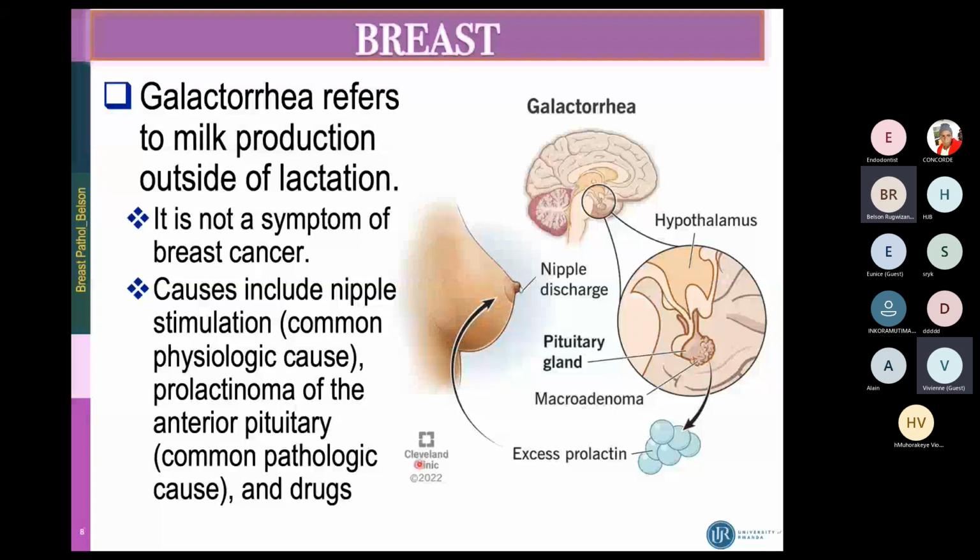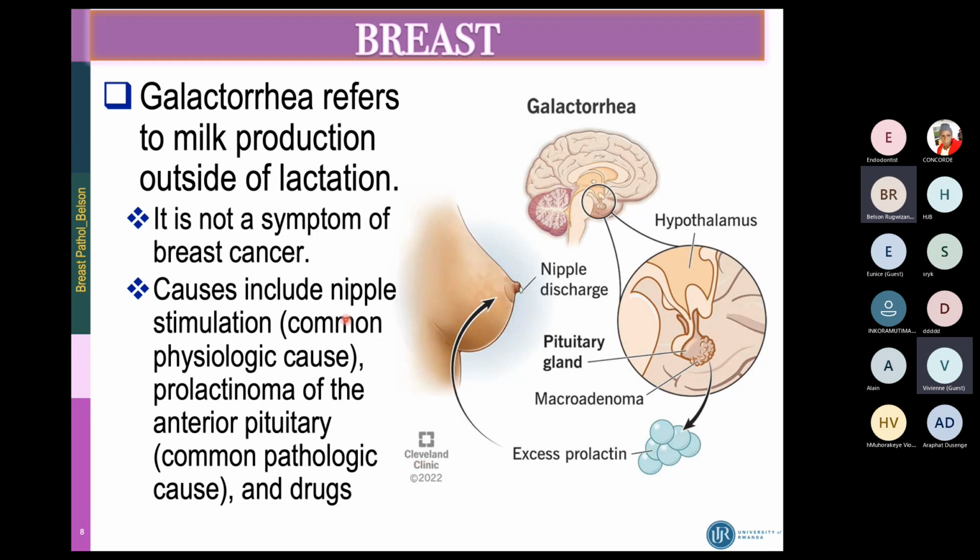So the first thing we can discuss here is galactorrhea. We start diseases or abnormal conditions. Galactorrhea refers to milk production outside of lactation. It is not a symptom of breast cancer. Nowadays, because women are aware of the danger of breast cancer, whenever they have an abnormal thing on their breast, they come straight to the healthcare system, fearing that they may have breast cancer.